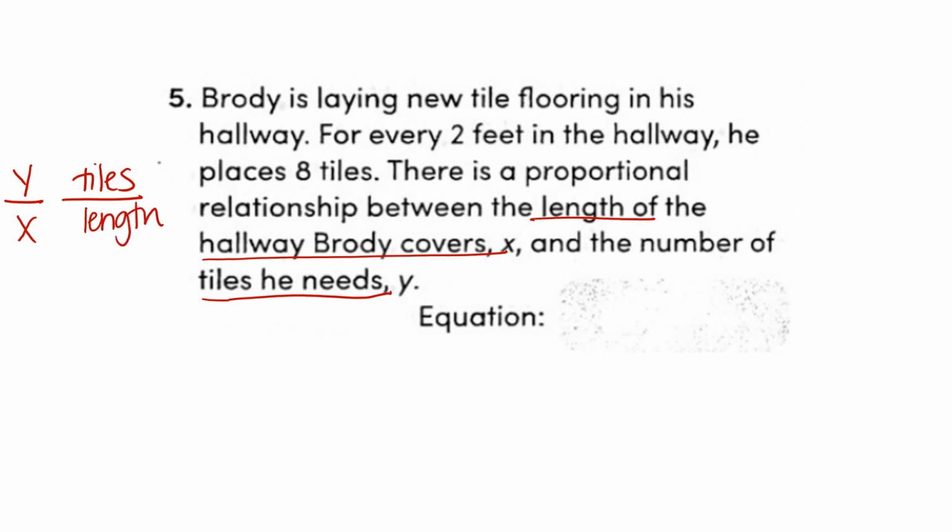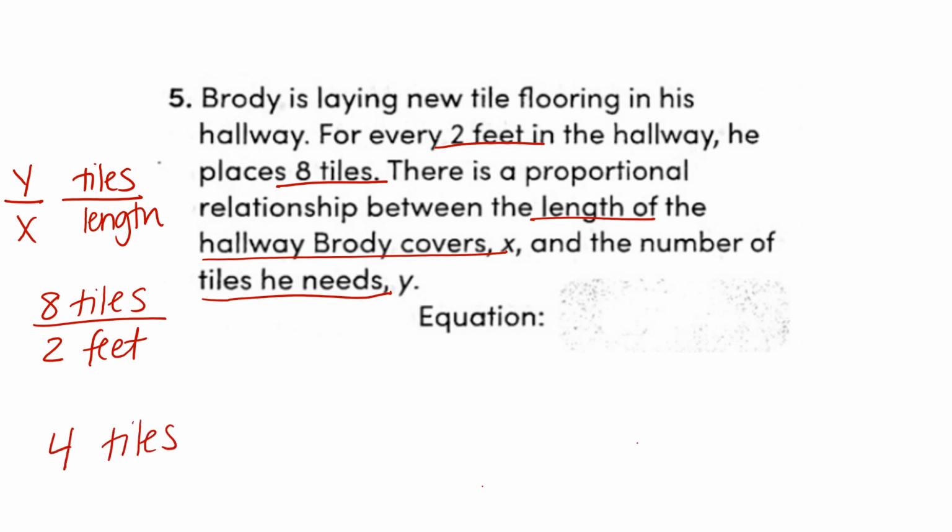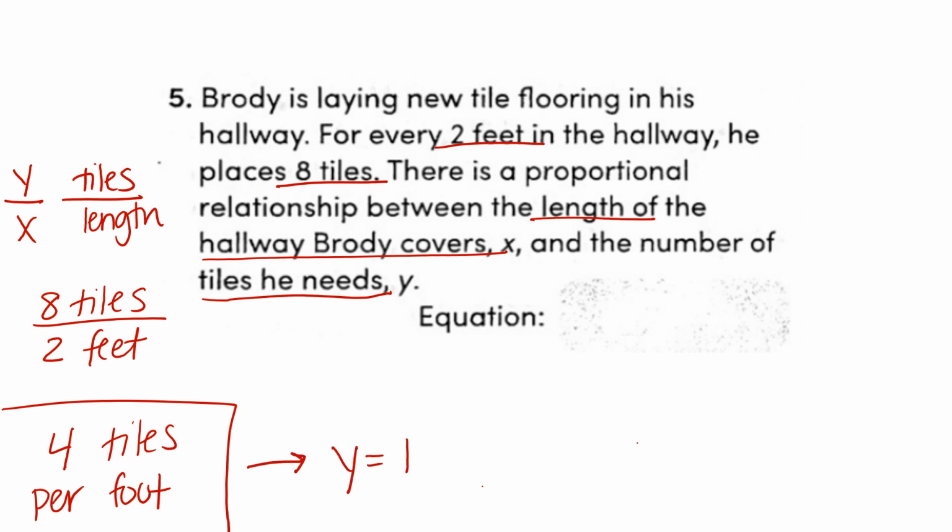So looking back at our equation, we know that he uses 8 tiles, and we know that he covers 2 feet. If we divide 8 by 2, we get an answer of 4 tiles per foot. This answer represents the unit rate, the constant of proportionality, also called the rate of change. We're going to use that in our equation, y equals kx, replacing the letter k with our answer 4.